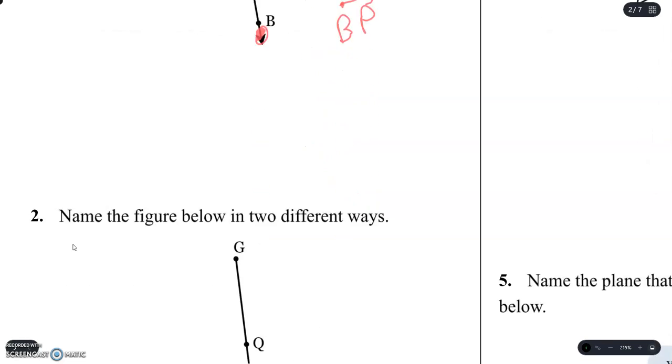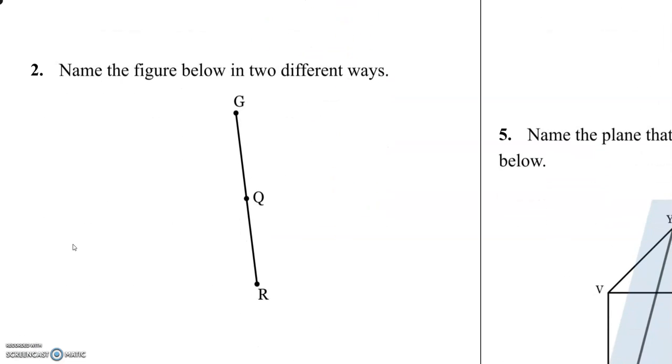Okay, let's take a look at a line segment here. It says name this figure below in two different ways. Now, I got three letters here, 3 points. If I said GQ or QR or RQ or QG, it wouldn't be the whole line segment. I got to name it from one end to the other. So I can name it GR, put a line there, and or RG, line there. Notice how it doesn't have the arrows on there.